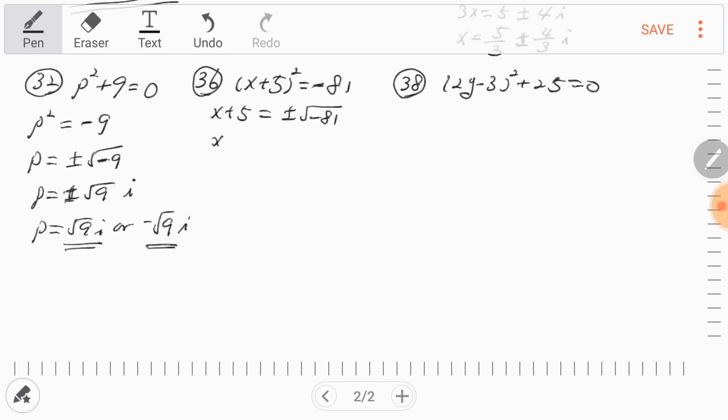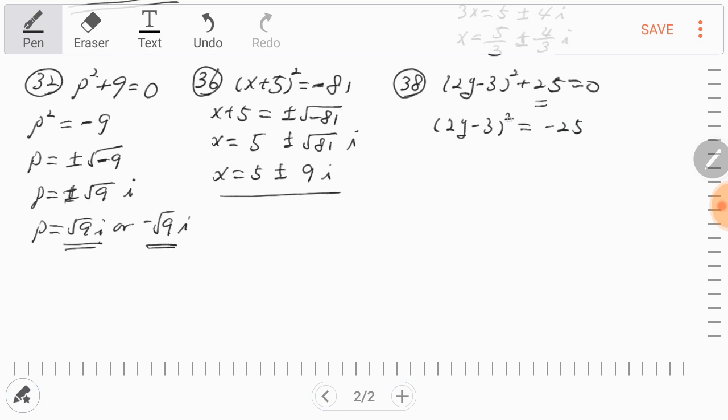Then x equals, move 5 to the right, negative 5, plus or minus square root of what? Okay, 81i, let's write the 81i. Then x equals negative 5 plus or minus 9i. Okay, one is plus, one is minus. Okay, the next one. Okay, 25, so move 25 to the right. (2y minus 3) squared is equal to negative 25.